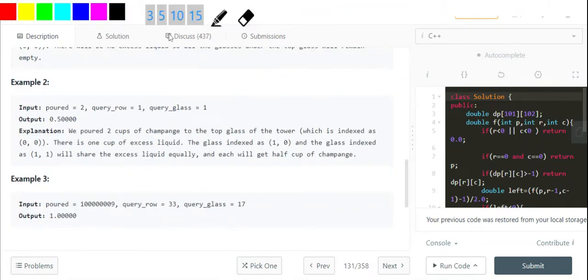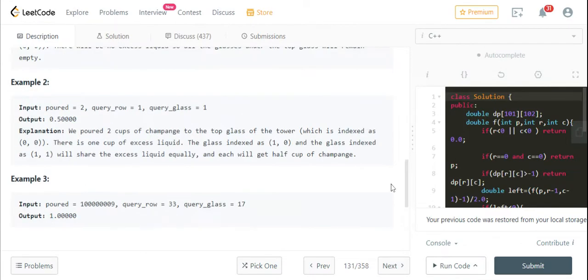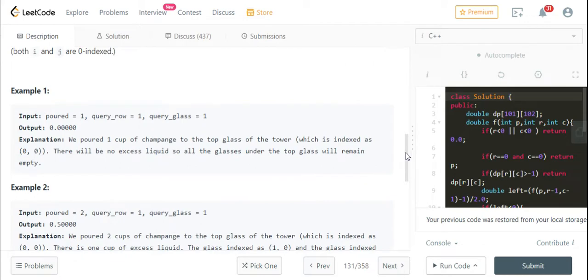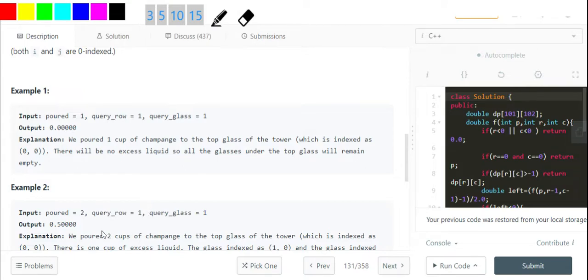So now let's understand how we are going to do this. We'll be using a recursive approach. So let's take the example that is given here so that it gets easier for us. Let's take this example, that is 2 1 1. What does it say? We have poured two glasses, and it wants me to give query row 1 and query glass 1.